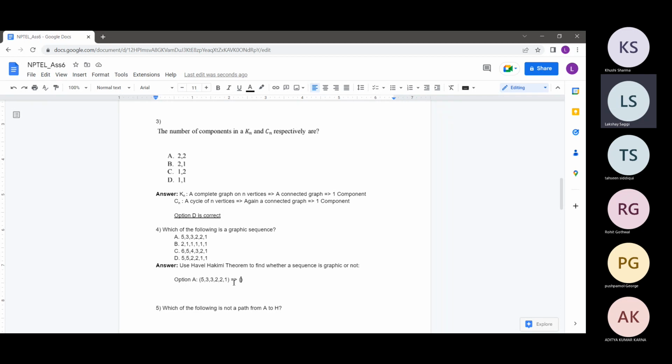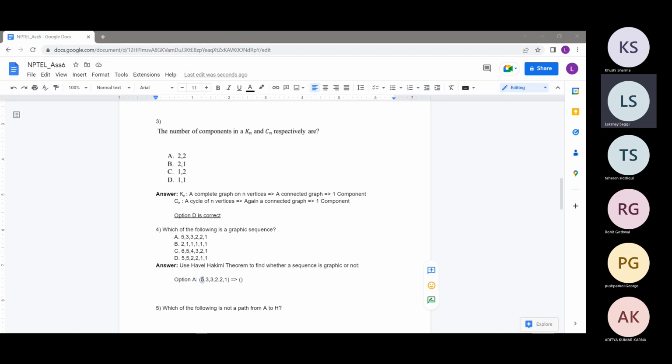So how to convert this to another sequence? First of all, we sort this sequence in non-increasing order. Here we already see that the sequence is in non-increasing order, since the values are only decreasing or staying equal going right. Then we take the largest entry, which would be the leftmost entry of the sequence, and here the value of that entry is 5. Now we take the next 5 entries of this sequence, decrease all of those values by 1, and delete this 5. That is how we construct the second sequence using the Havel-Hakimi theorem.